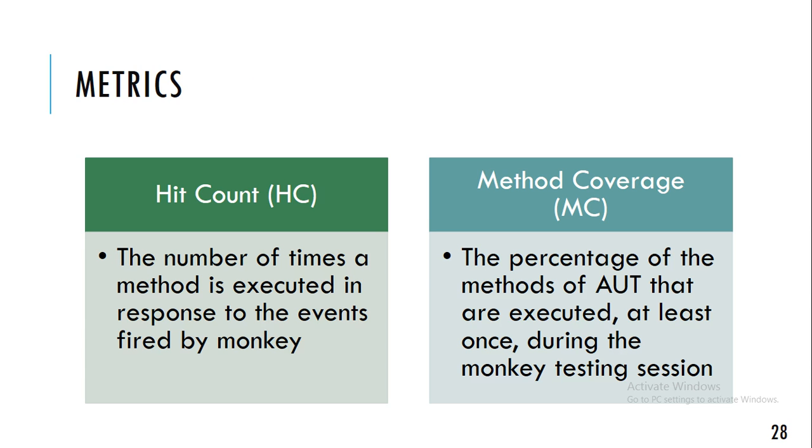To evaluate the technique and to see how our technique improves the effectiveness of monkey testing, we have considered two metrics, HC and MC. HC, or hit count, is the number of times a method is executed in response to the events fired by monkey. MC, or method coverage, is the percentage of the methods of the application under test that are executed at least once, either directly or indirectly, due to the events generated by the monkey.